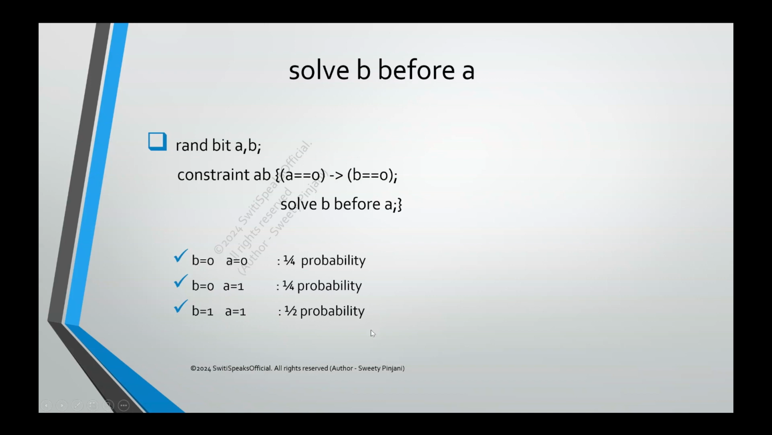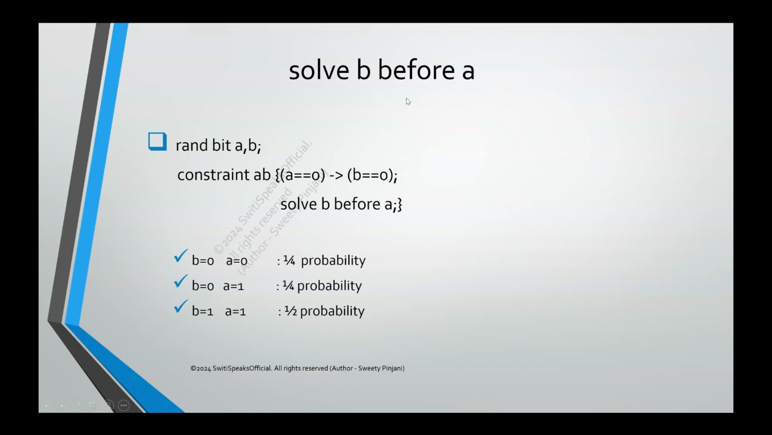Earlier, we saw that A equal to 0, B equal to 0 was taking half probability, because we were giving more importance to the values of A. But here we are giving more importance to the value of B. We first see the probability of B, and depending on that, the probability of A will be decided. This is how the probabilities change by using solve before.